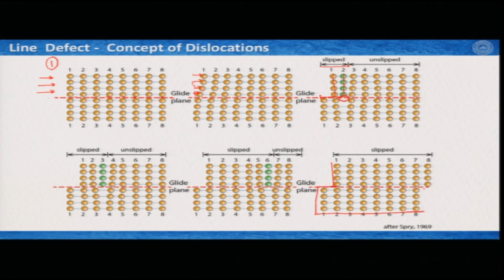Finally it achieves this shape, where we actually see that a unit length has got displaced. This is how the slipped and unslipped lengths change continuously, and finally we get the entire top part slipped, but it did not slip in a single process, but step by step. The movement of dislocations is very similar to the way silkworms or earthworms move on the surface.